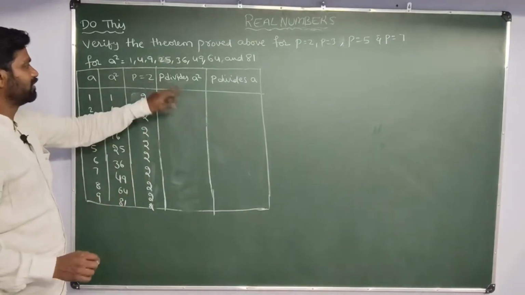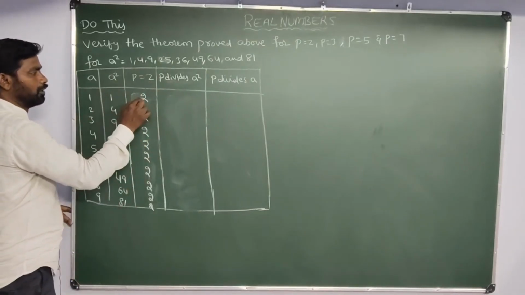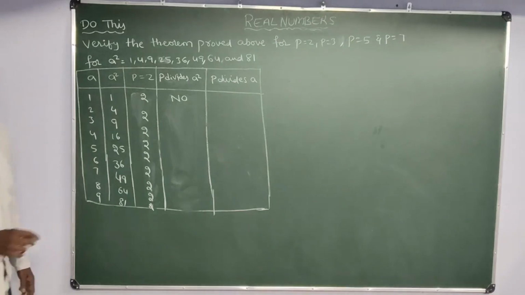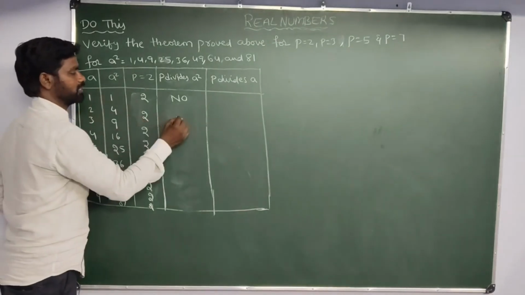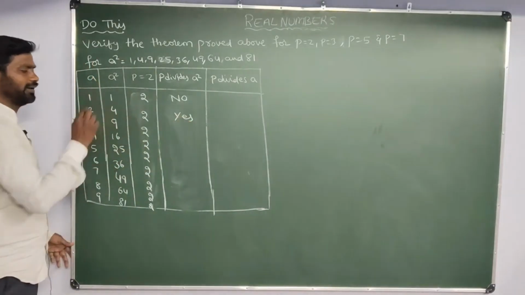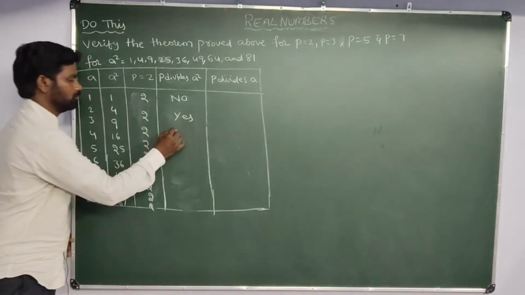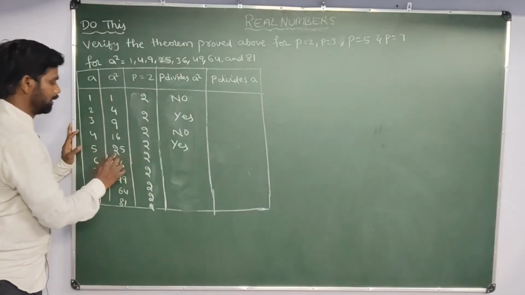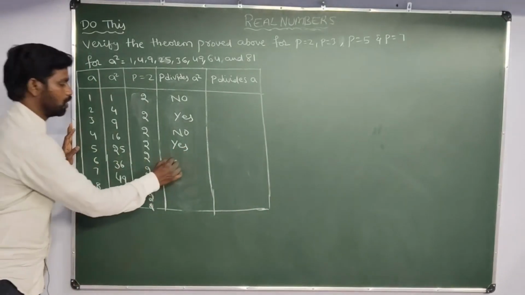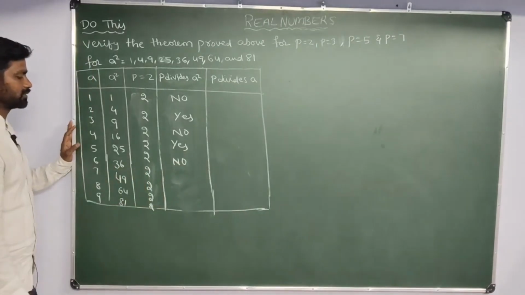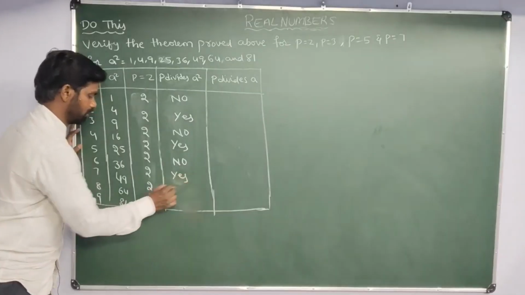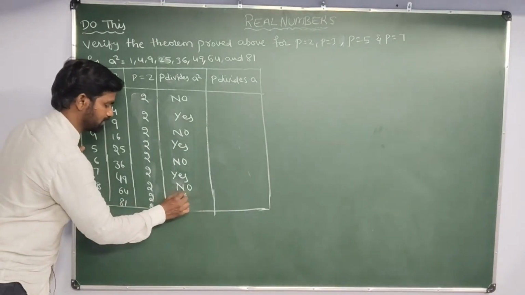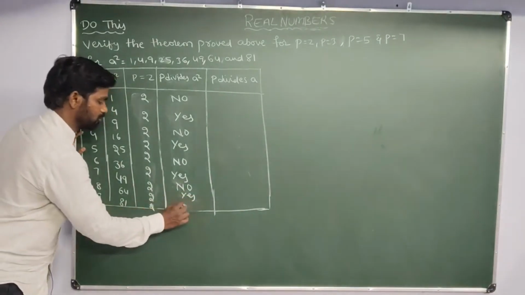Okay. Next, p divides a square. So 1 divided by 2, it's no. 1 is not divided by 2. Next, 4 divided by 2, yes. 9 divided by 2, no. Next, 16 is divided by 2, yes. Next, 25 divided by 2, no. Next, 36 is divided by 2, yes. 49 divided by 2, no. Next, 64 divided by 2, yes. And next, 81 divided by 2, no.